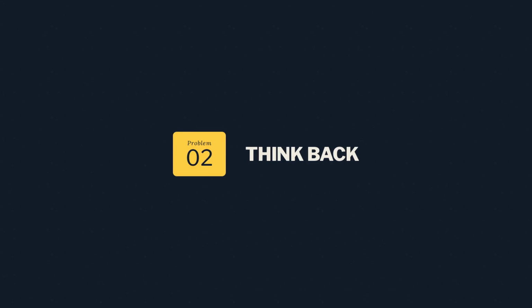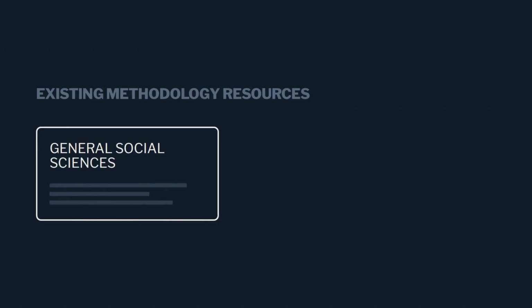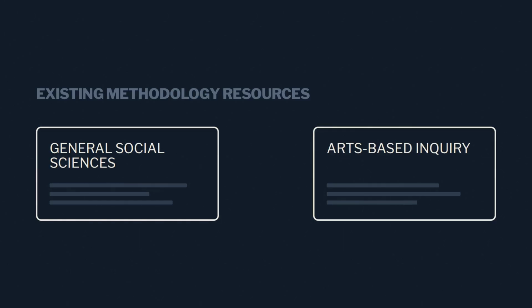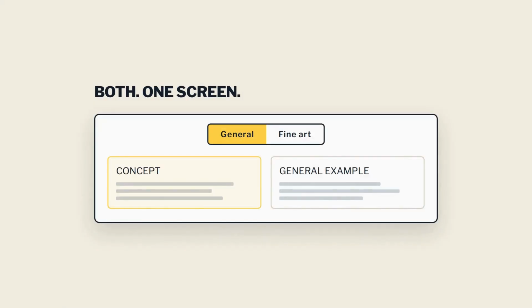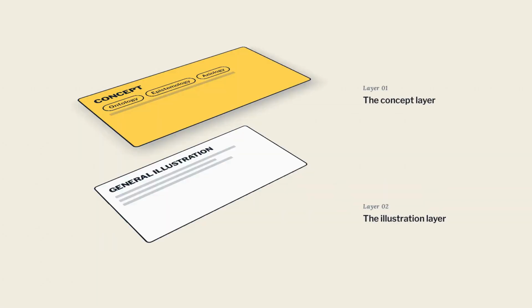So think back to that second problem. Existing methodology resources serve either the general social sciences or arts-based inquiry, and the student has to pick one. Here, both sit on the same screen. One press apart. The concept layer and the illustration layer stay separate, so the concept never gets watered down to fit the example.